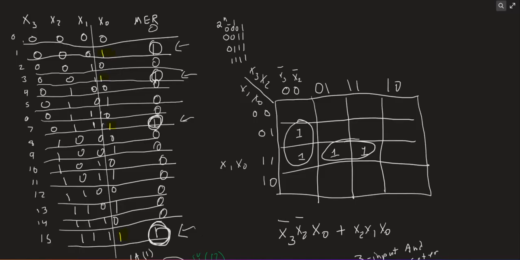So just look at x3, x2, and x1. Then I have 0, 0, 0 for this first one. And I have 0, 0, 1 for the second one. And I have 0, 1, 1 for the third one. And I have 1, 1, 1 for the fourth one.